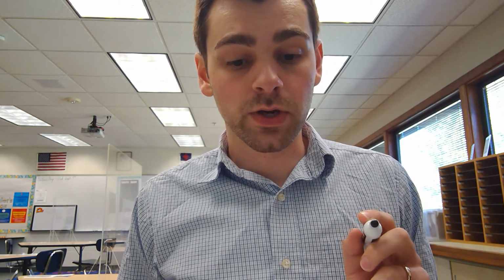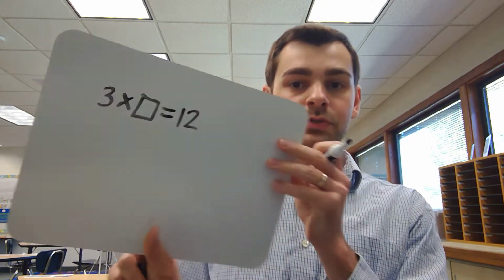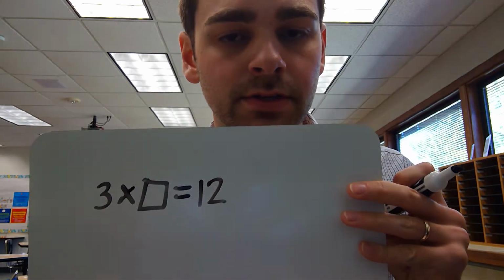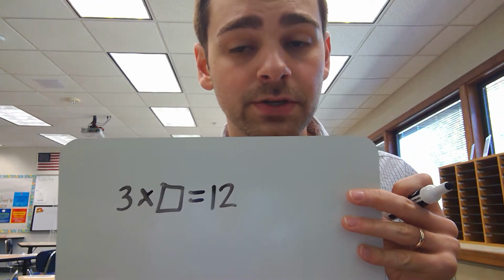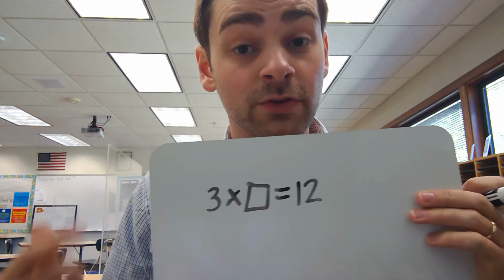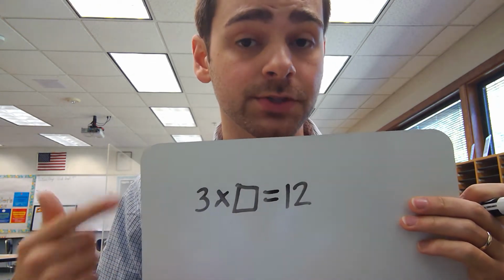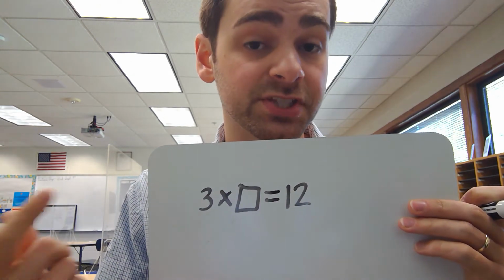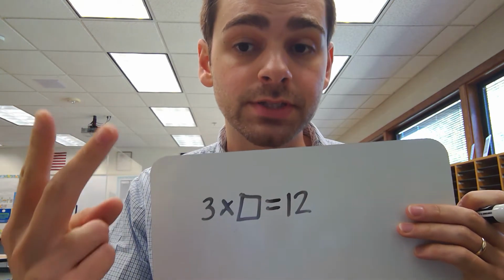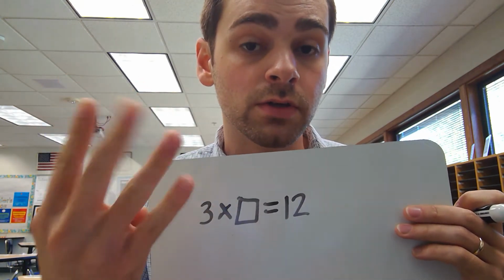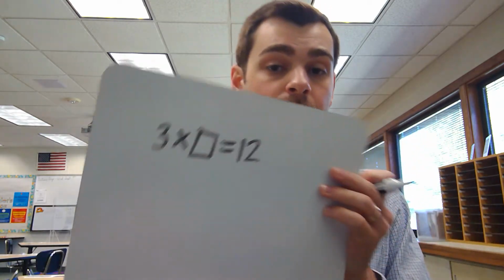So let's start with 3 times, I usually like to do a box or a blank line or something like that as our little mystery number. We do it like this. So 3 times something equals 12. Now we can use some of our multiplication strategies to try to figure out the answer. So we could do skip counting, for example. We could go 3, 6, 9, 12. Oh, that's 4 times. So that must be 4.